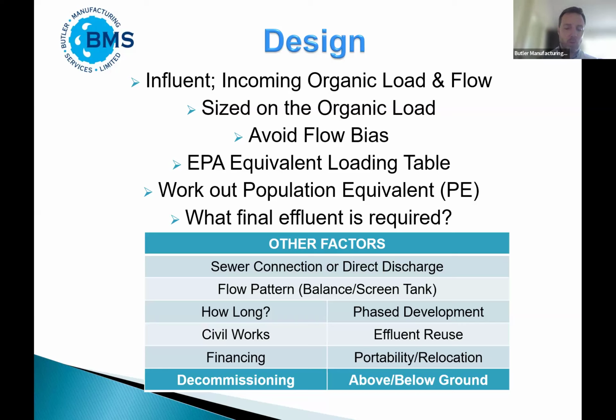How long is the plant going to be in place? Well, the planning authority should give an indication of when the municipal plant is going to be put in place or upgraded. Typically, a conservative design is to go a few years above this.